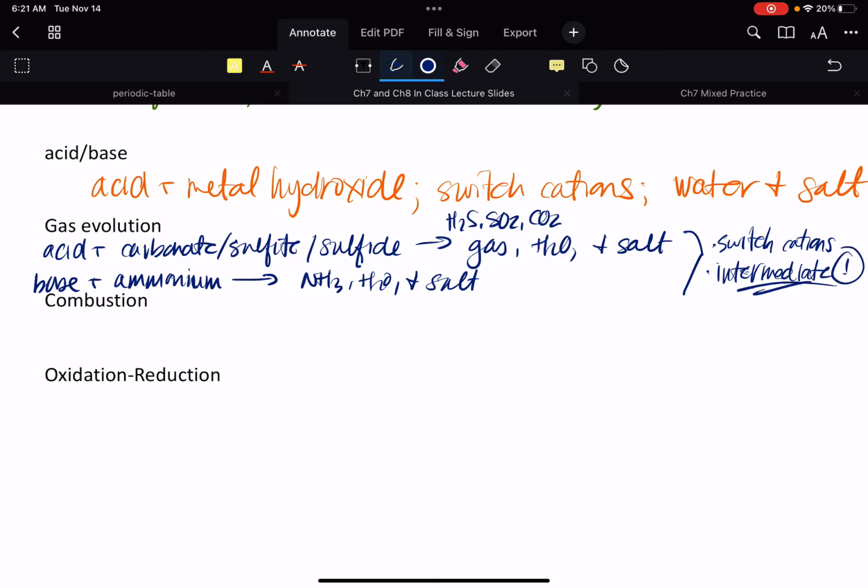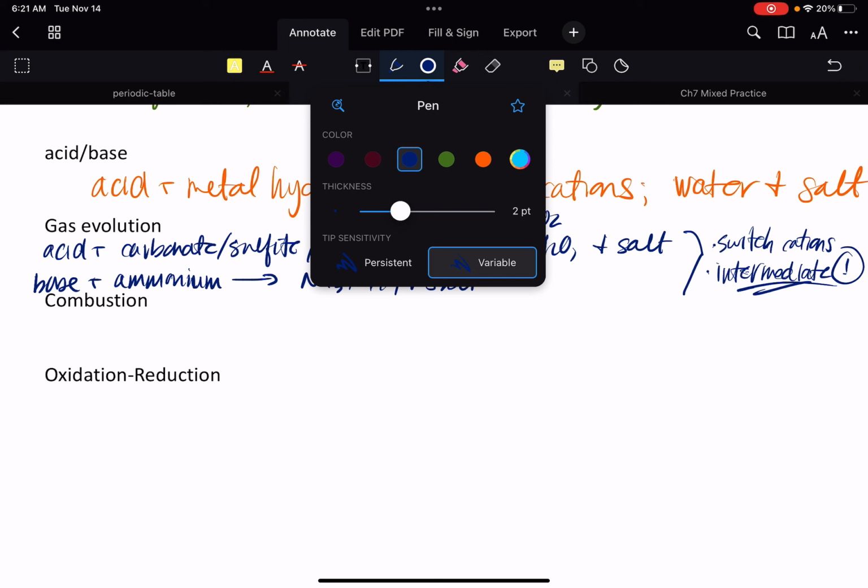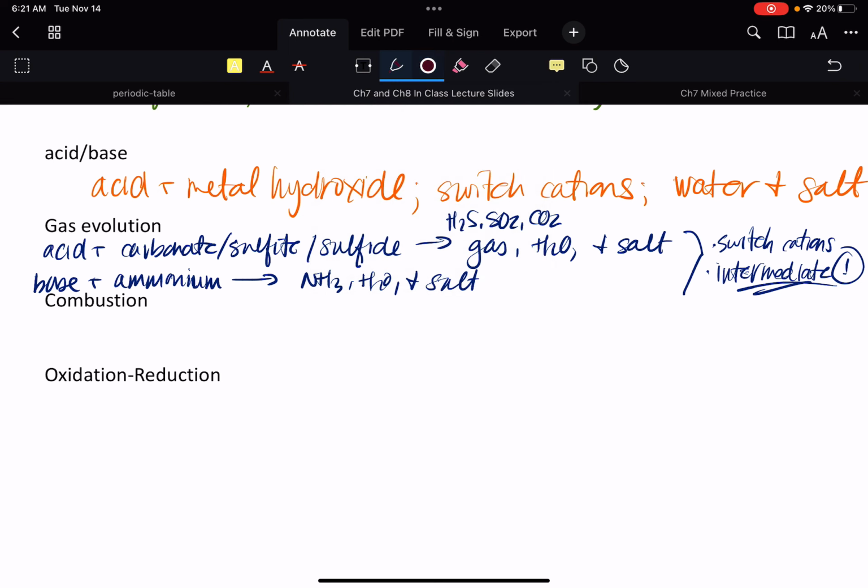And that's how we get our gas. Then we have combustion reactions, which would be CH or CHO reacting with oxygen to give us CO2 and H2O. Those are pretty simple, and I organized this weird and wrong. Combustion really should be a subset of redox, but it's fine.